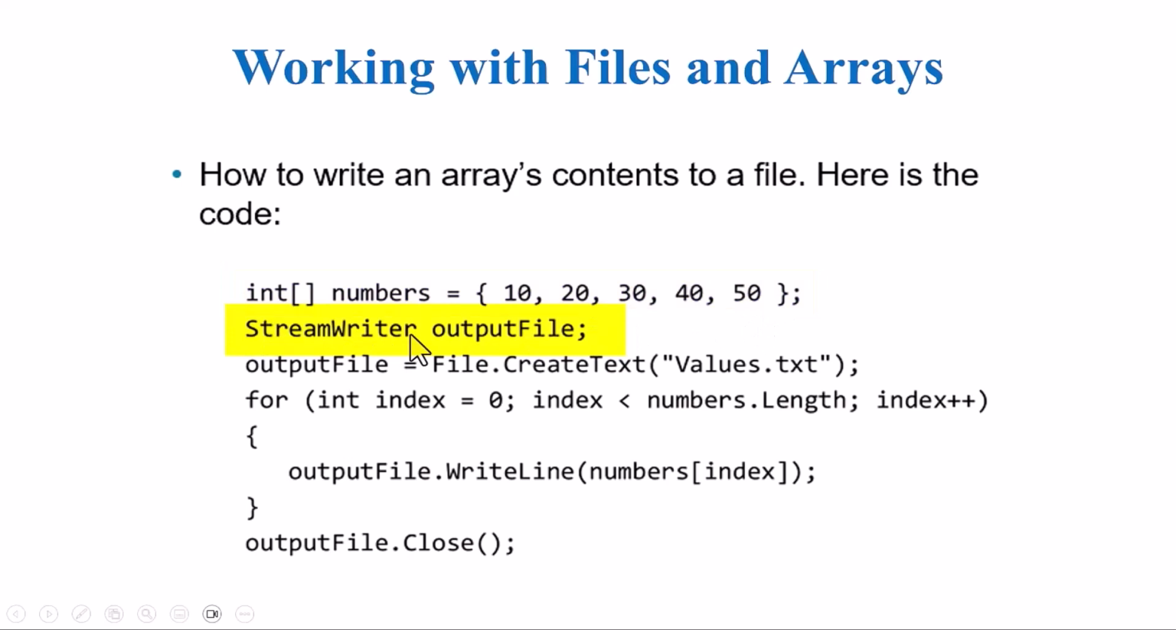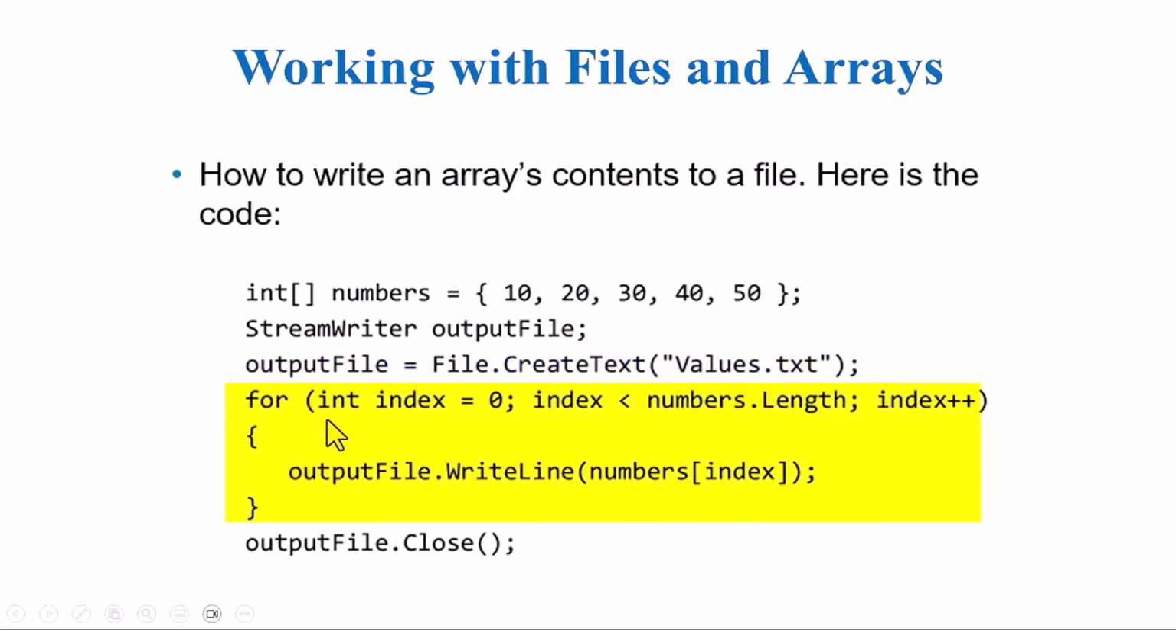We set up the stream writer. You've got to remember to do that because we're working with files again. So we're going to create an output file. The output file is going to be File.CreateText, and values.txt is going to be the name of the file. It's going to be in the bin debug folder because we haven't established any other place to put it. So it's going to go with our file. That's probably a good idea to do it that way.